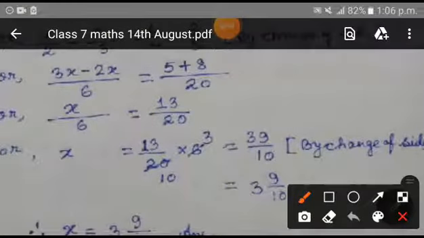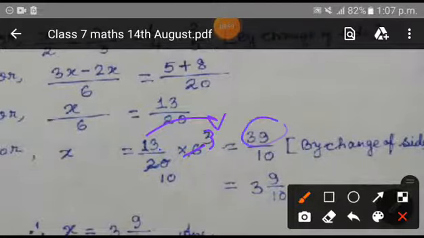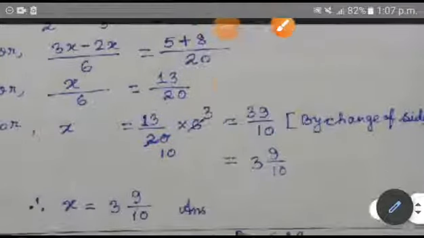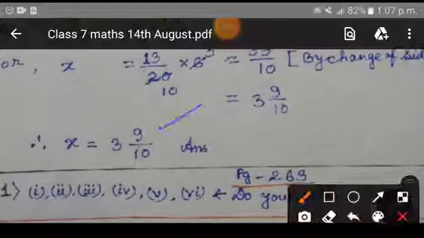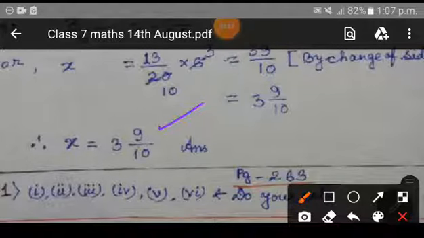Here 2 3s are 6, and 2 has been cancelled: 2 3s are 6, 2 10s are 20. So 13 into 3 means 39, and denominator 10, 39 by 10. After that, converting into a mixed fraction, we are getting 3 9 by 10. So children, this is the value of x which we have got, 3 9 by 10.